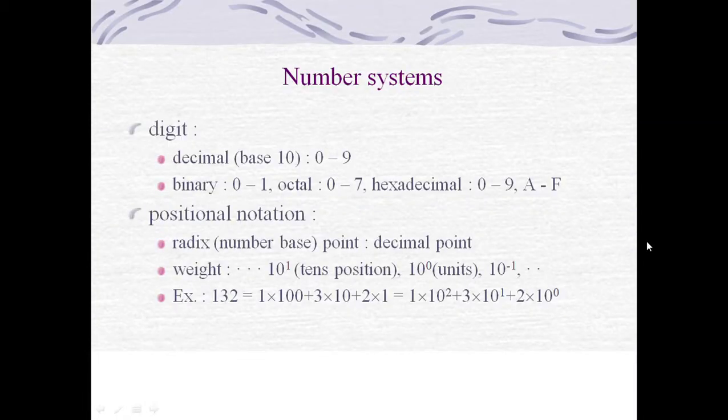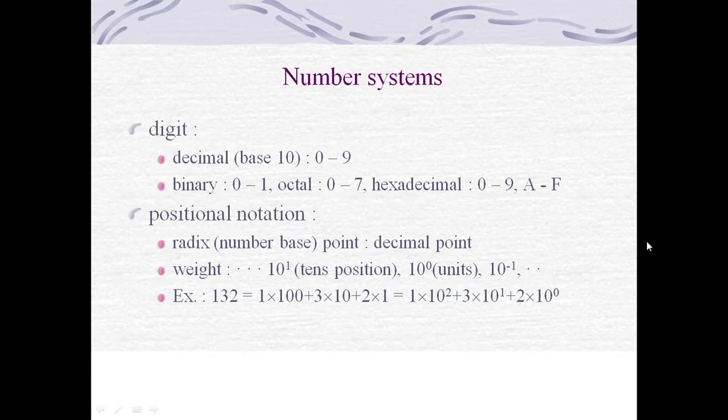Let's start with number systems. In each number system, there is a set of digits to represent different numbers in that particular number system. For example, the decimal number system is widely used in our daily lives. The decimal number system is also called the base 10 number system. The reason base 10 is used is that there are 10 digits in the decimal number system, and those digits are 0, 1, 2, 3 until 9.